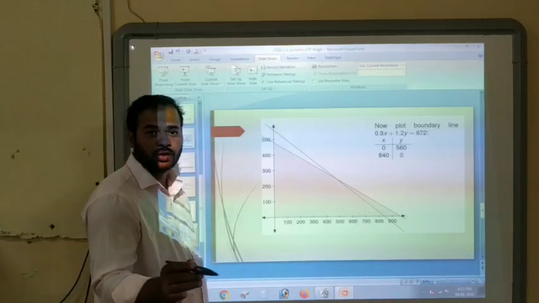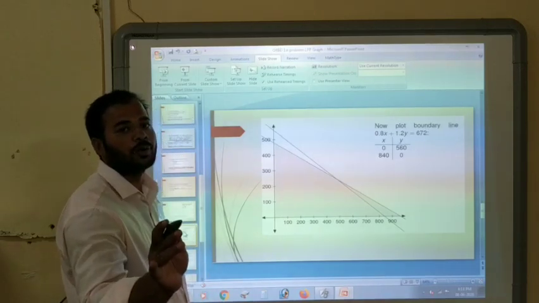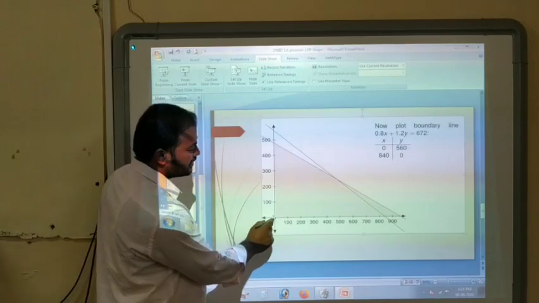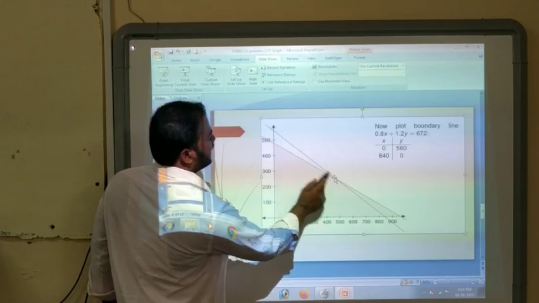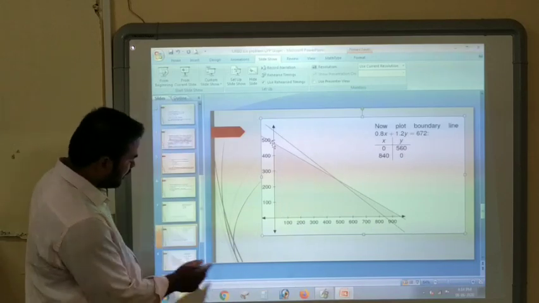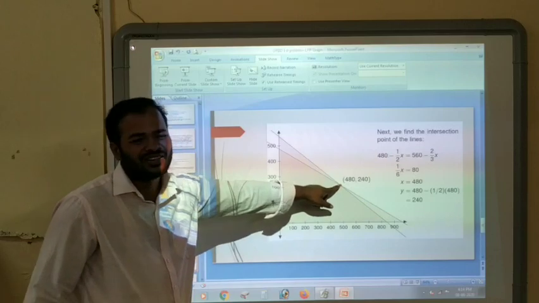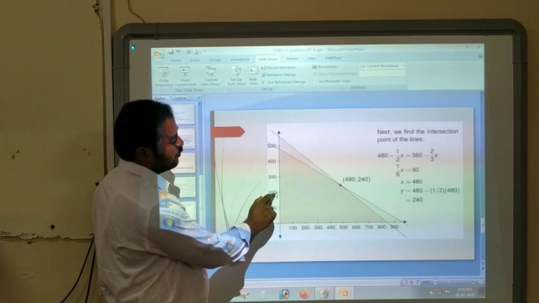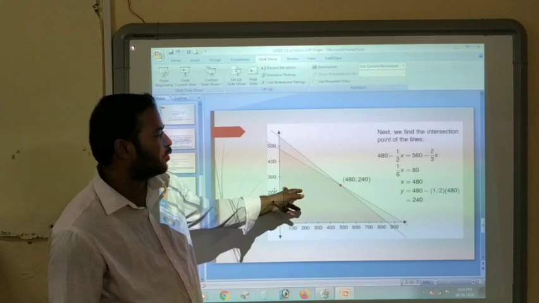Now we are going to identify the feasible region. The feasible region is the region where all the four corner points meet. Here this is A, this is B, this intersection point is considered as C, and this point is considered as D. In the next step, we are going to identify the intersection point. Here the intersection point is between 300 and 200. Exactly, we need to identify the intersection point for both x and y.